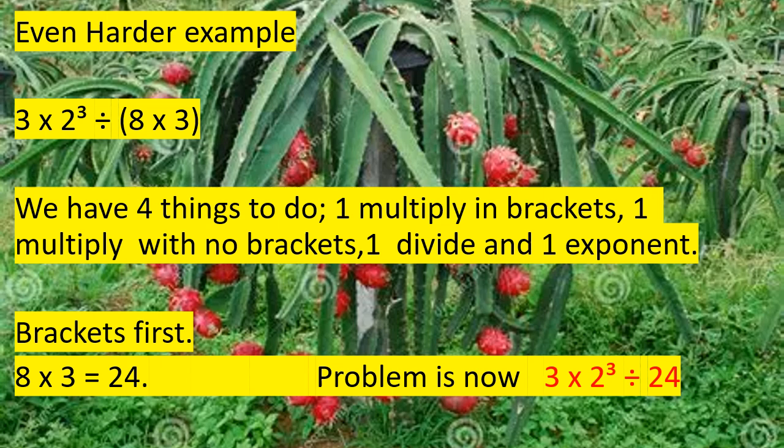Now an even harder example. This one says 3 times 2 cubed divided by bracket 8 times 3, close bracket. This time we have four things to do. 1 multiply in brackets, 1 multiply with no brackets, 1 divide, and 1 exponent. So brackets first. So 8 times 3 equals 24. And now the problem looks like 3 times 2 cubed divided by 24.